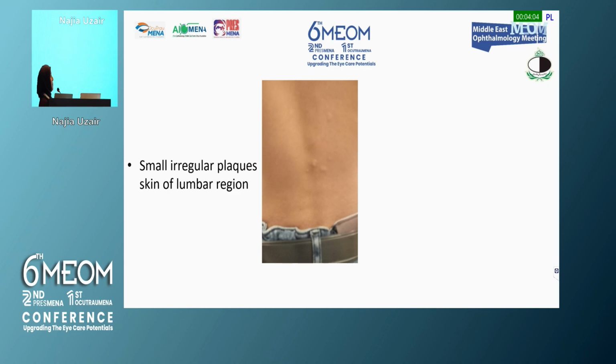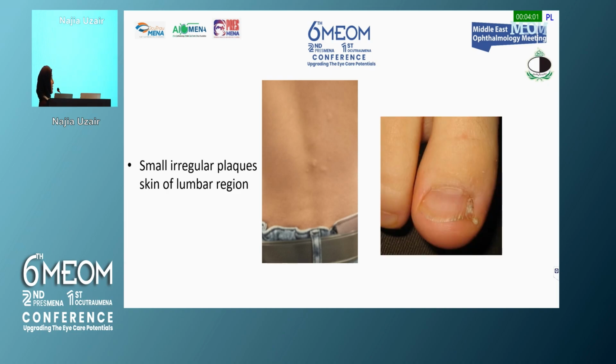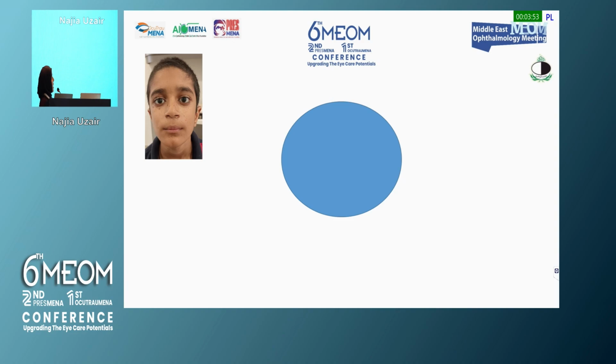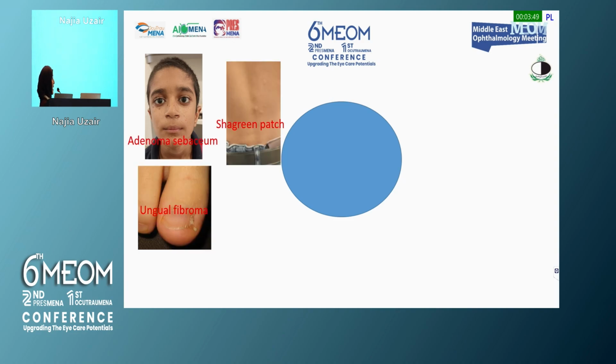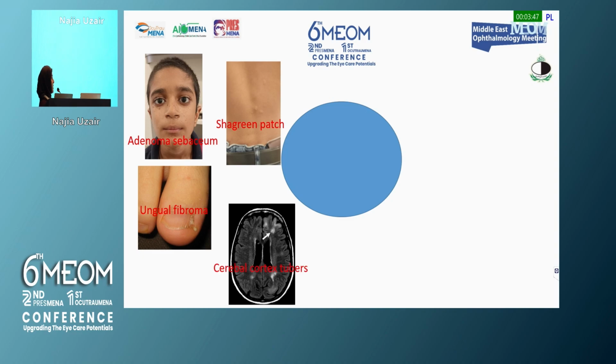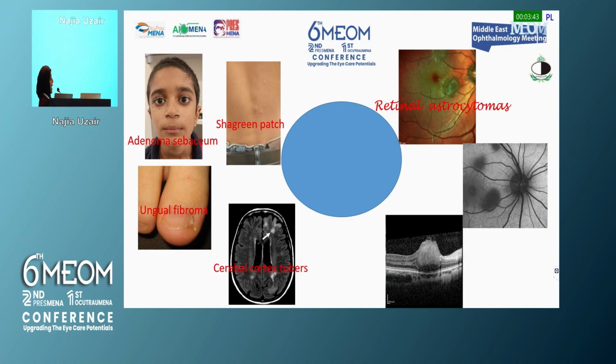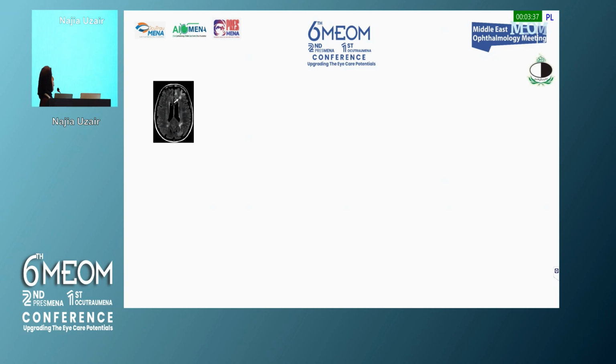This child also had some irregular plaques on the skin of his lumbar region, a few nail deformities, and an MRI was done for the fits, which revealed multiple hyperintense cortical tubers. So we put together all these findings of the adenoma sebaceum, the shagreen patch, the ungual fibromas, and the cerebral cortical tubers with these characteristic retinal astrocytomas and got to a diagnosis of, can somebody tell me? Tuberous sclerosis, exactly.